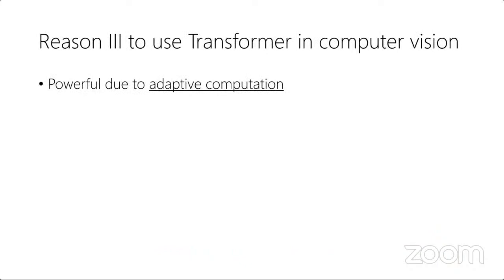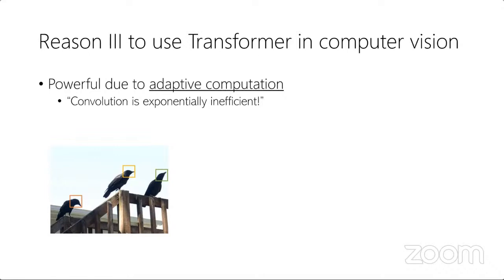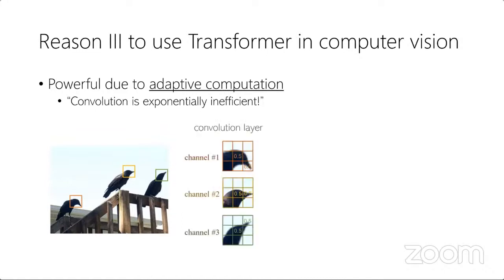Next, let me show the third reason to use transformer. That is, transformer's strong modeling power due to adaptive computation. The convolution layer is criticized for having low efficiency. In fact, convolution performs template matching using fixed filters across all image positions. Please see this image. There are 3 boards with slightly different head poses. With a convolution layer, we need 3 channels to encode these 3 board heads, which is inefficient.